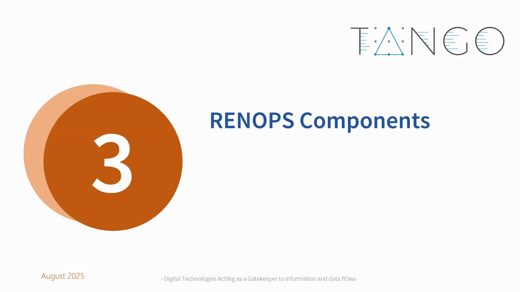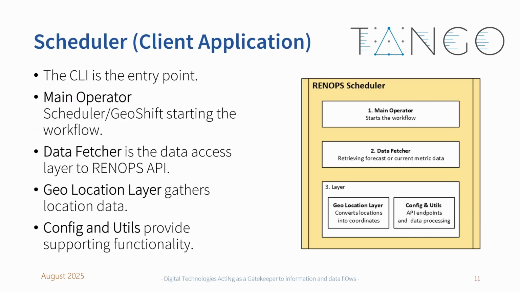In this section, we will demonstrate how the RENOPS components work and provide a description of each component. The user starts the workflow by running the CLI or importing the package, choosing either Scheduler for time-based optimization at a single location, or GeoShift for location-based optimization across multiple endpoints.